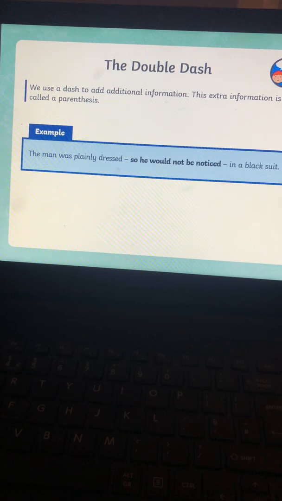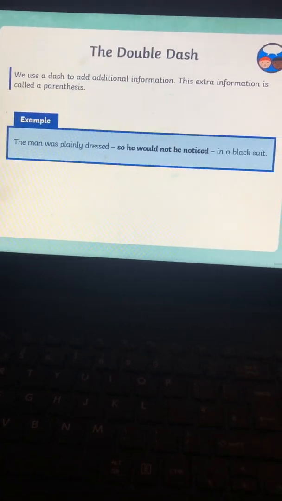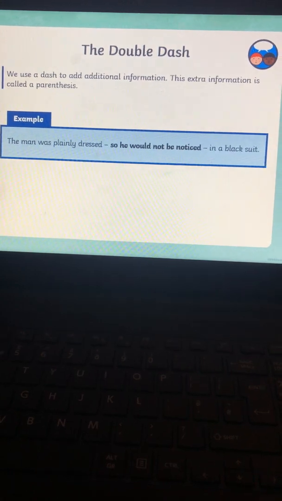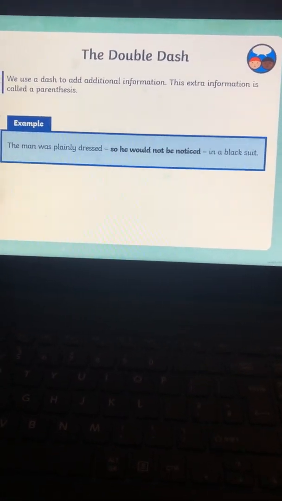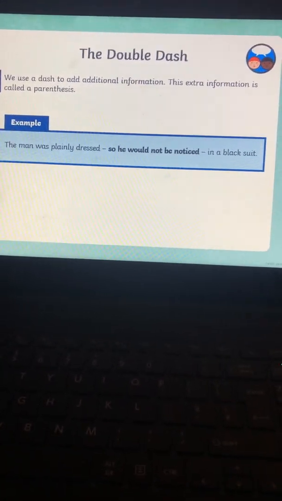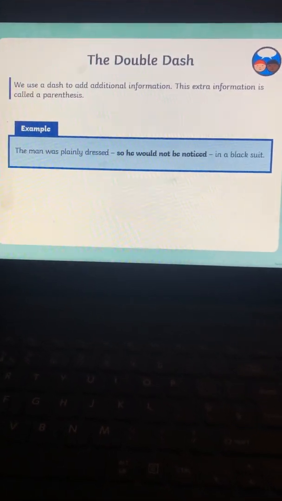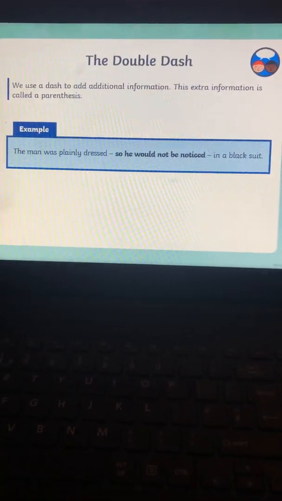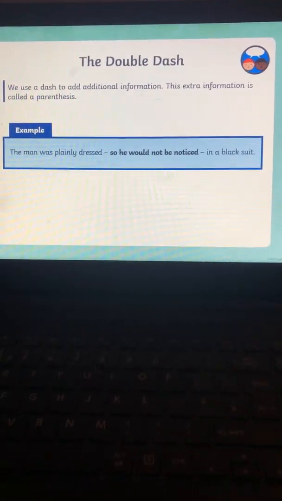So for example, the man was plainly dressed, so he would not be noticed in a black suit. So the point of the dash and the parenthesis is it's giving extra information. So instead of just saying the man was plainly dressed in a black suit, he's saying why he was plainly dressed. So the man was plainly dressed, dash, so he would not be noticed, dash, in a black suit.